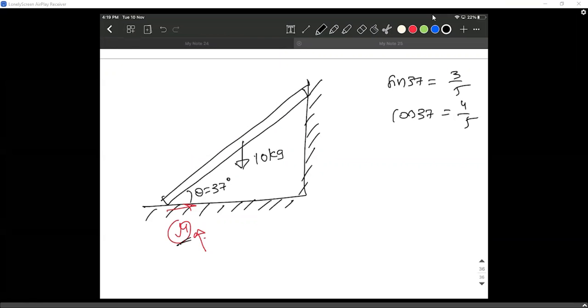Oh, sorry. I think I also need to give the length. I don't think I need the length anyway, but I'm giving the length to make it much easier. 5 meters.